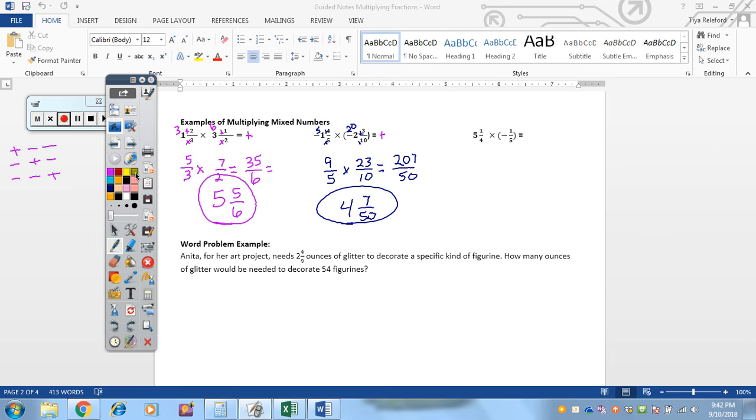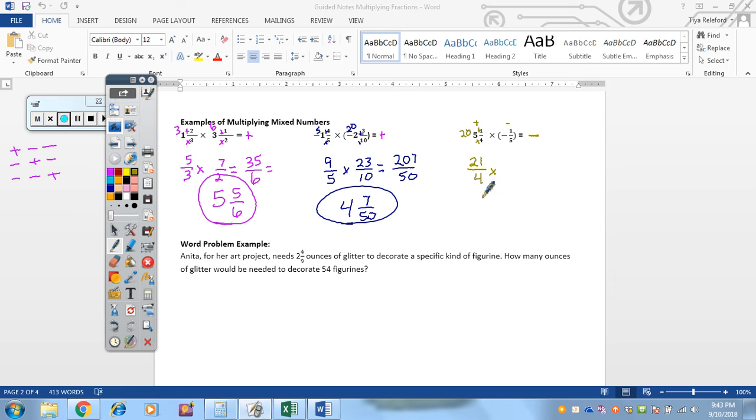All right, the last one. I have a positive and a negative. So my answer will be negative. I'm going to put a big old negative sign so I don't forget. And then I'm going to follow my steps. So first step is improper fractions. 5 times 4 is 20. And 20 plus 1 is 21.